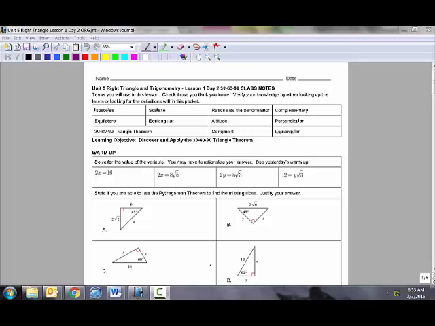Hey, today we're going to talk about another special right triangle, but some warm up beforehand. We're going to solve for the variable in each one of these equations. Today's lesson, our first lesson, is about one type of special right triangle, the 45, 45, 90.